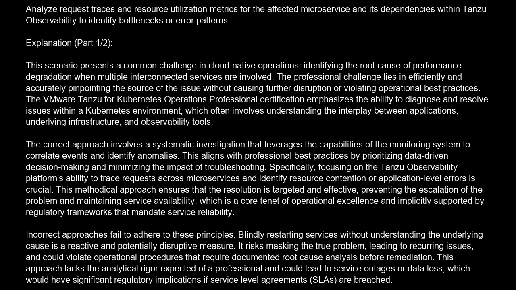Blindly restarting services without understanding the underlying cause is a reactive and potentially disruptive measure. It risks masking the true problem, leading to recurring issues, and could violate operational procedures that require documented root cause analysis before remediation. This approach lacks the analytical rigor expected of a professional and could lead to service outages or data loss, which would have significant regulatory implications if service-level agreements (SLAs) are breached.